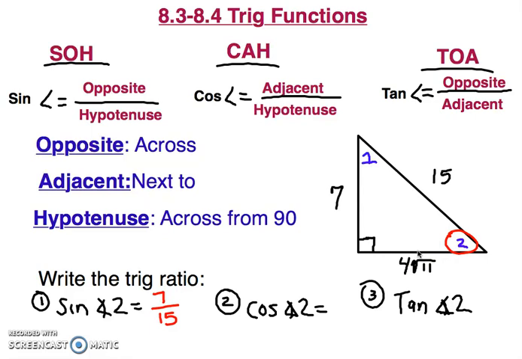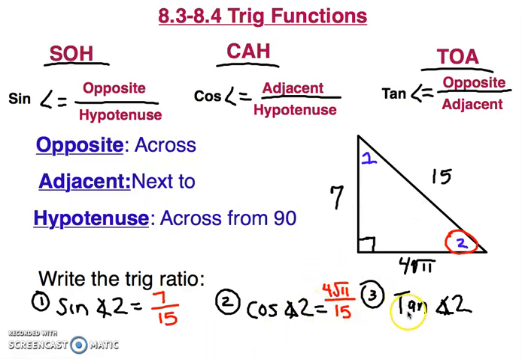So we would write on the top 4 square root of 11 over our hypotenuse right here, which is still going to be 15. So we would write 4 square root of 11 over 15. And this is what we would give for our ratio.